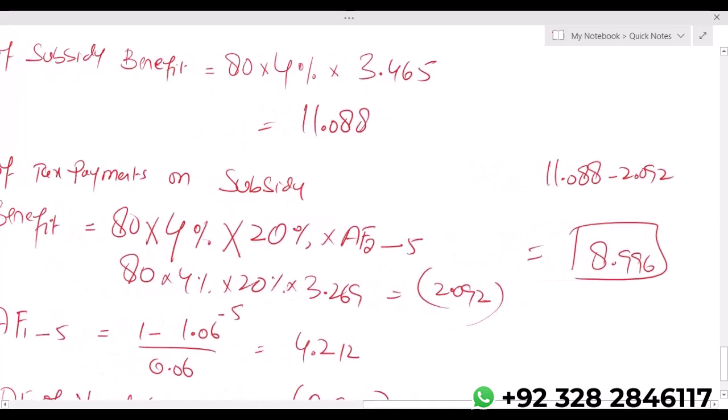Quickly reply, please. In this case, logically, you have to calculate separately. Logically, the subsidy benefit is in the first 4 years, but tax is not starting from the first year. Tax will start from the second year. So what we did, we first calculated the present value of subsidy benefit for the first 4 years. Then we calculated the present value of tax payment from 2 till 5. I hope it is clear to everyone.